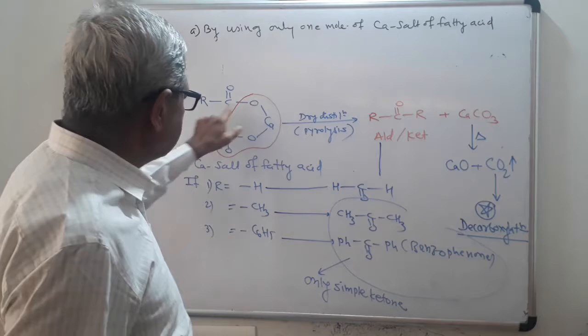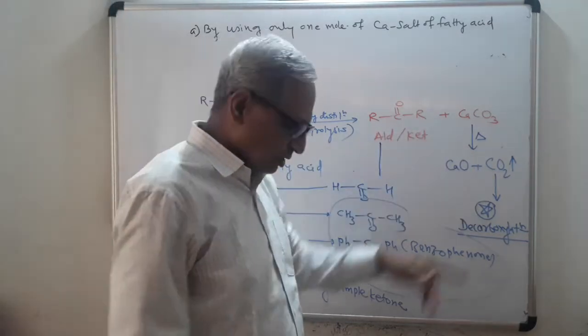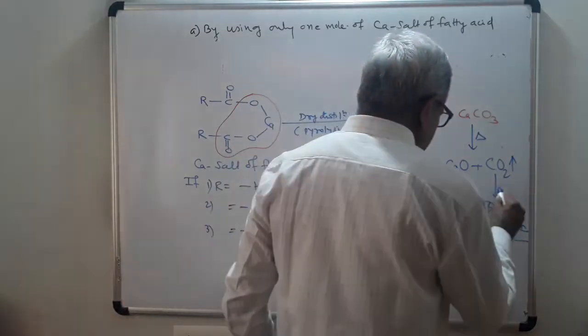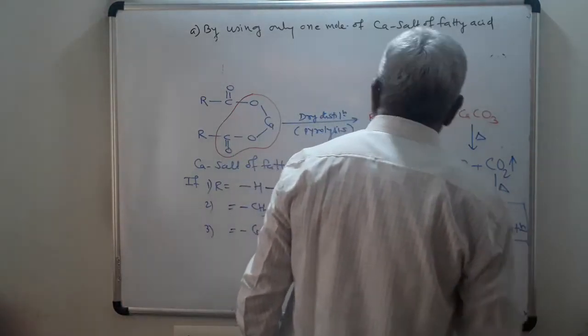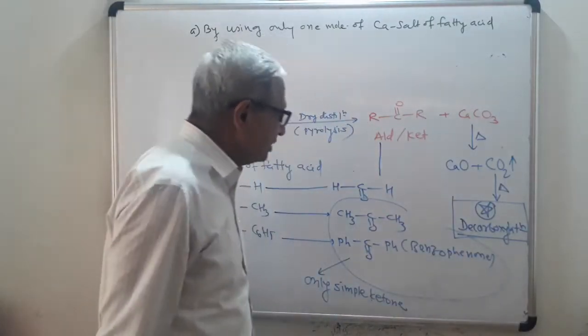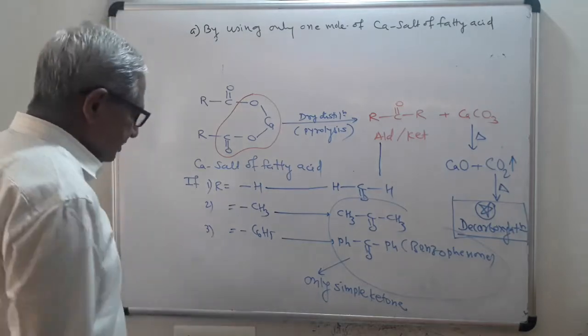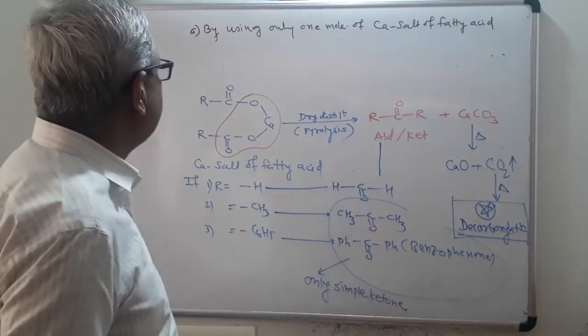Pyrolysis or dry distillation, you will remove here CaCO3. Again heating is continued here, and after heating CO2 gas is evolved, and this question is very very important, that is, pyrolysis reaction is known as decarboxylation reaction. So by this method we can prepare only simple ketone. Now I will explain the B part.